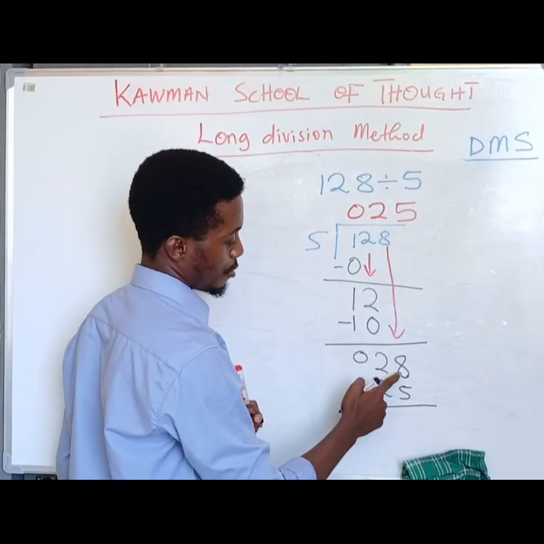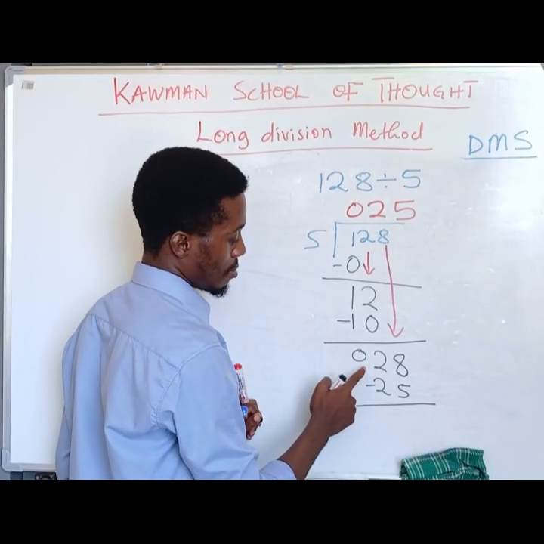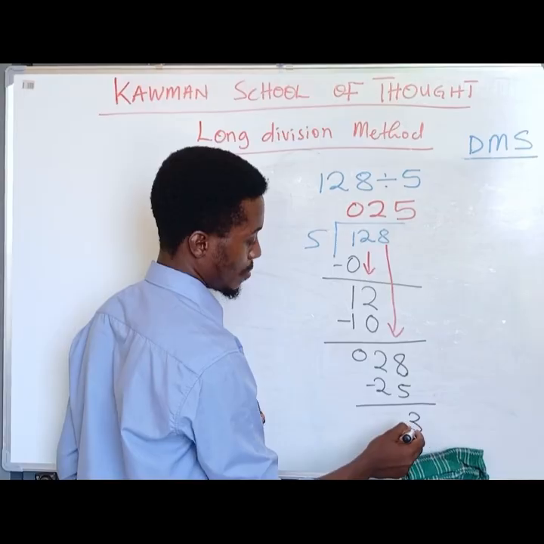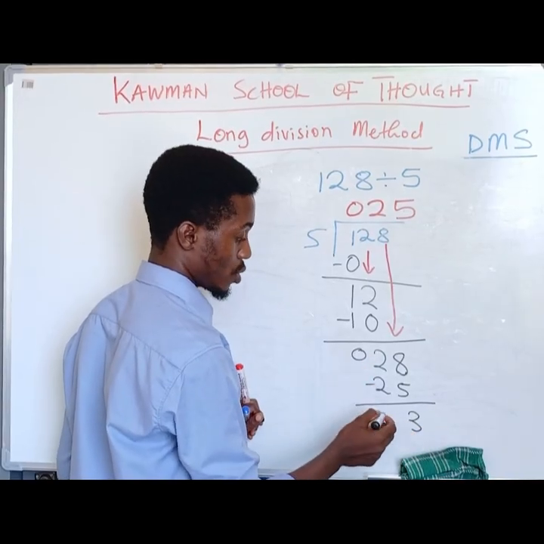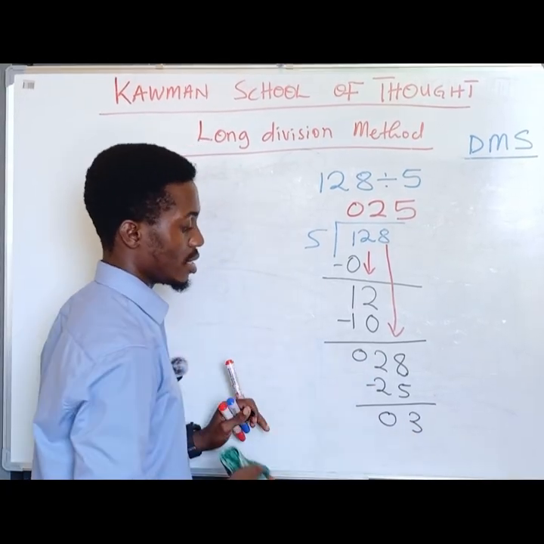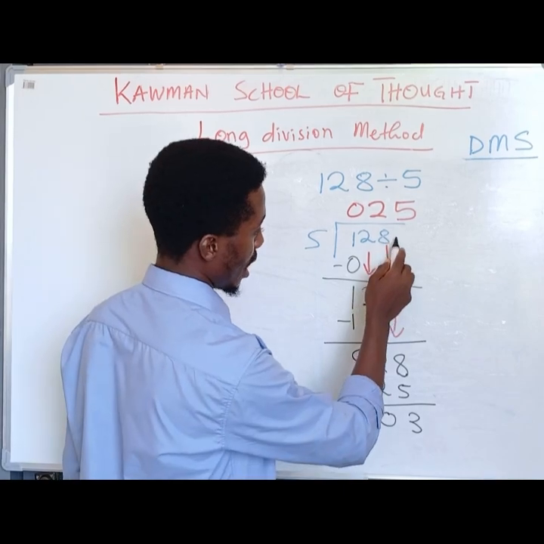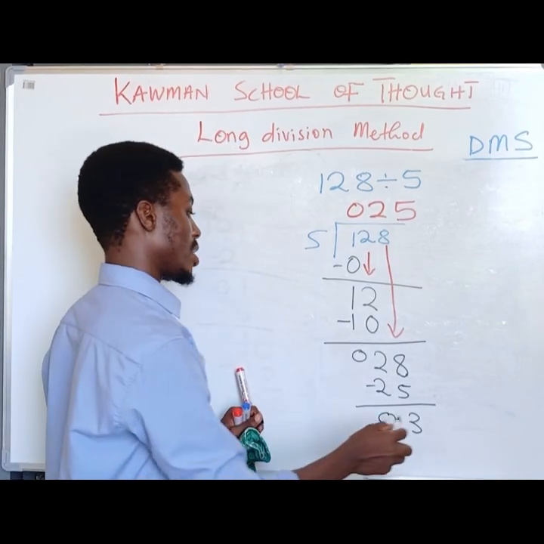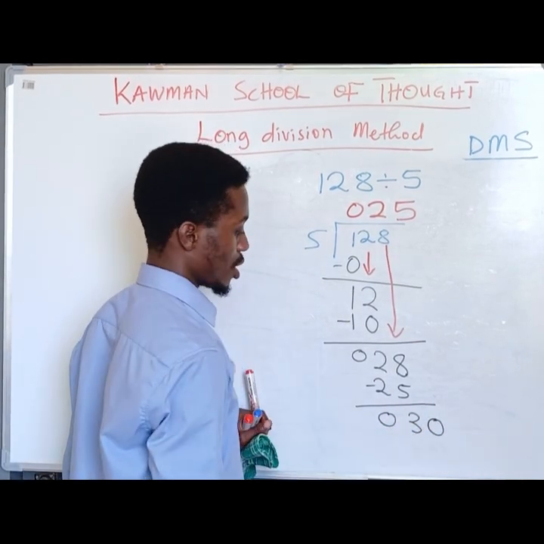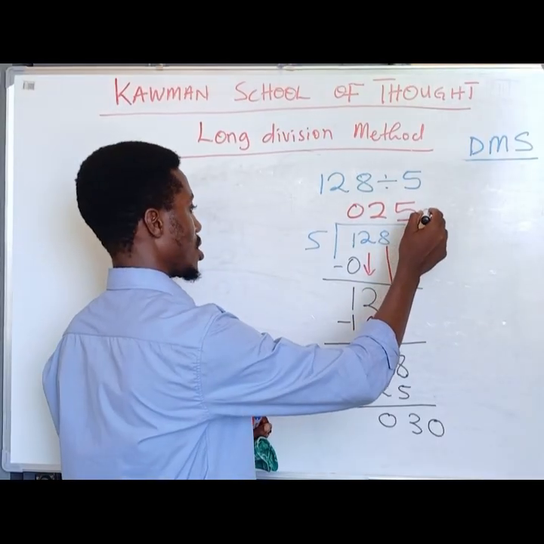Now we subtract 8 minus 5 gives us what? 3. Alright, then 2 minus 2 gives us what? 0. So our remainder is what? 3. Is there any other number? No. So this is the place we add 0 because it's the remainder and there's no other number. So 0, then we indicate a point here.